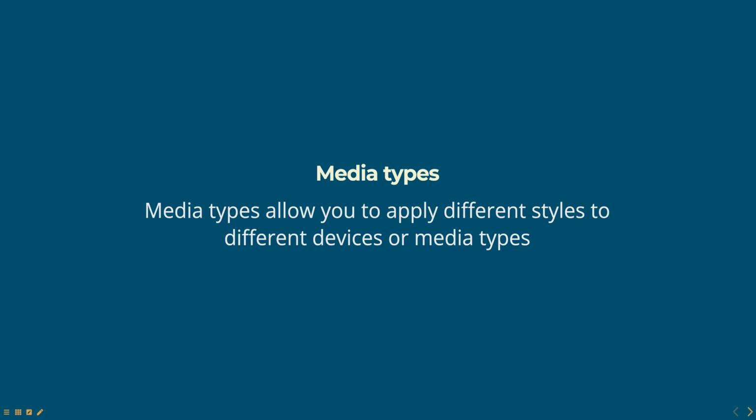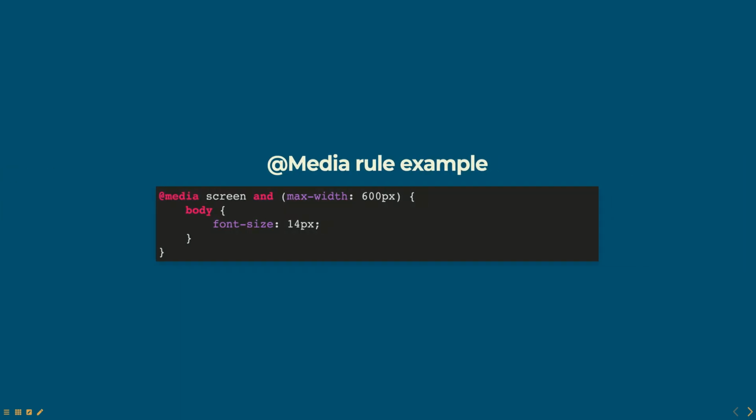There are two main ways to use media types in CSS. Using the media rule. The media rule is used to apply styles based on the characteristics of the device or media type. In this example, the styles within the media rule will only be applied when the viewport width is less than 600 pixels and the media type is screen.